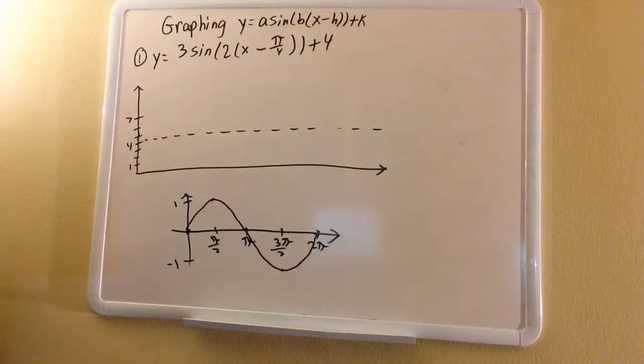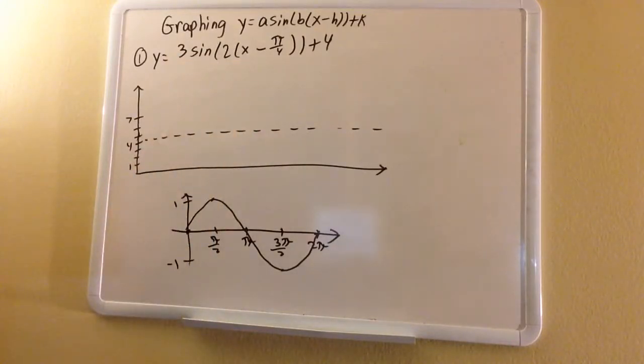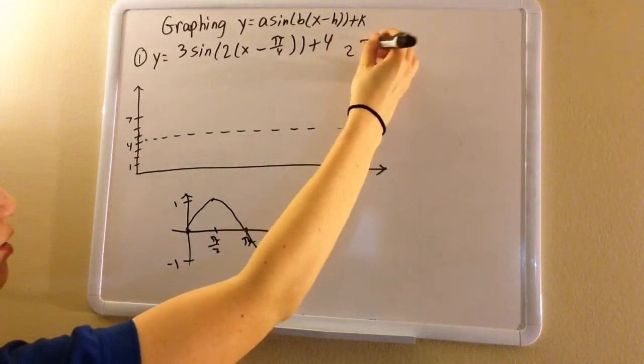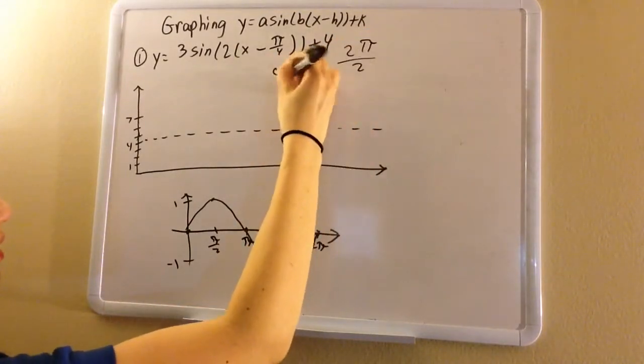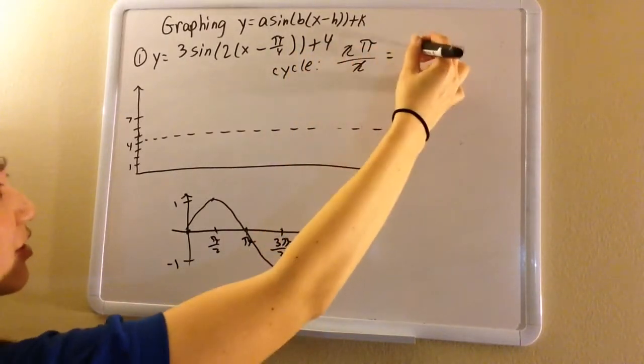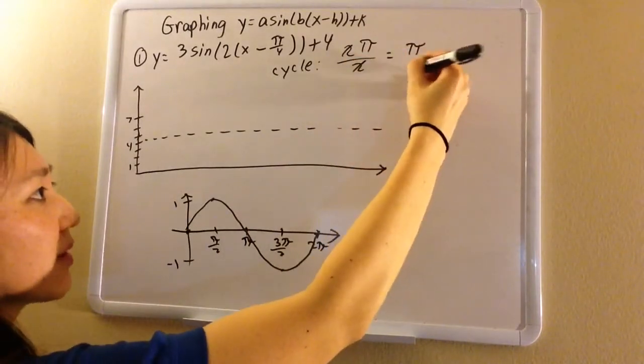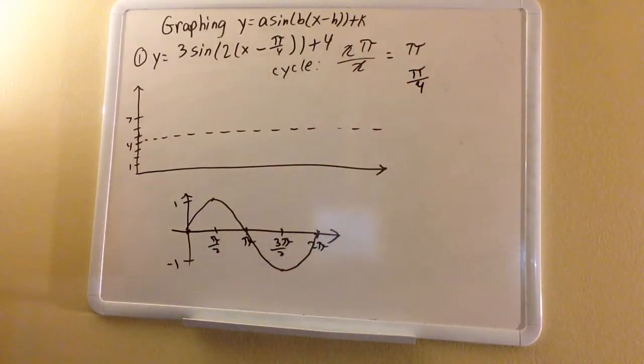So to do that, we need to look at this new cycle, right? To look at the new cycle, remember that's just 2 pi over b, which is 2. So we're doing this 2 pi over 2. This is the length of our cycle, okay? And these just cancel out, so that just gives me pi. So that's the length of my cycle. Now to get my important points, I have to divide that by 4. So it's going to be pi over 4.